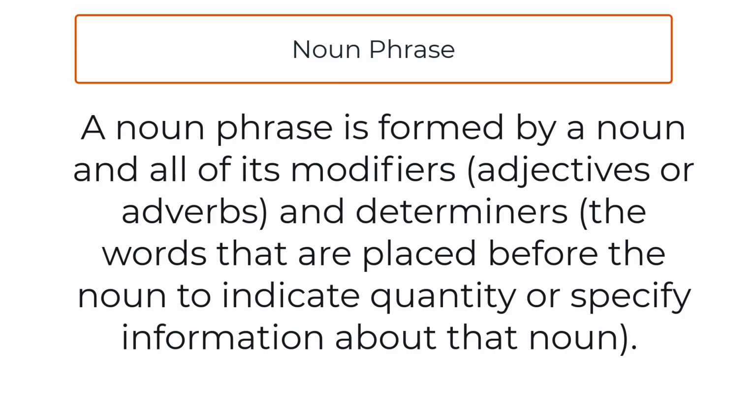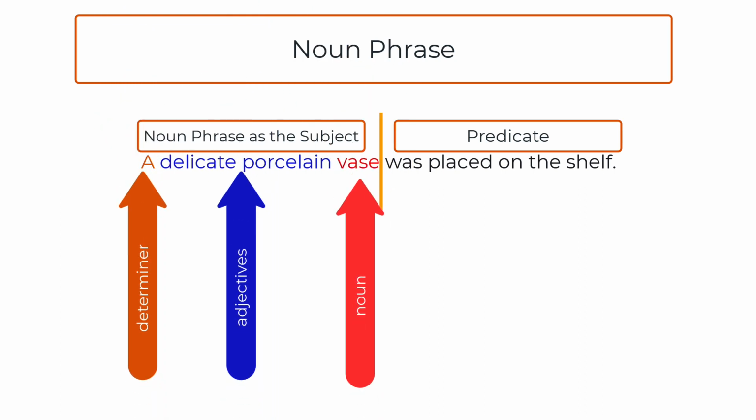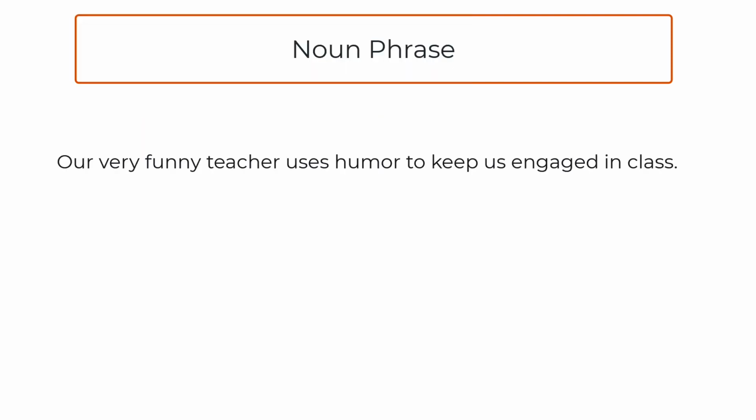Let's look at the subject as a noun phrase. A noun phrase is formed by a noun and all of its modifiers, adjectives or adverbs, and determiners, the words that are placed before the noun to indicate quantity or specify information about that noun. Like in these examples. A delicate porcelain vase was placed on the shelf. Our very funny teacher uses humor to keep us engaged in class.